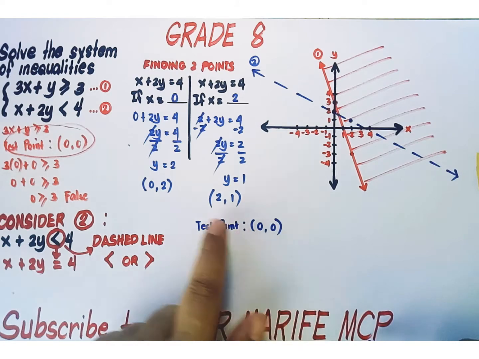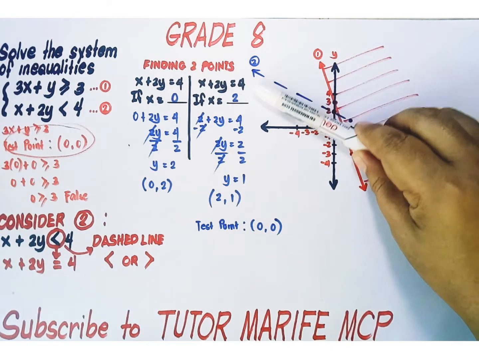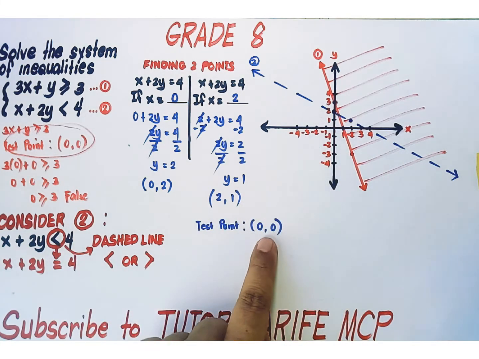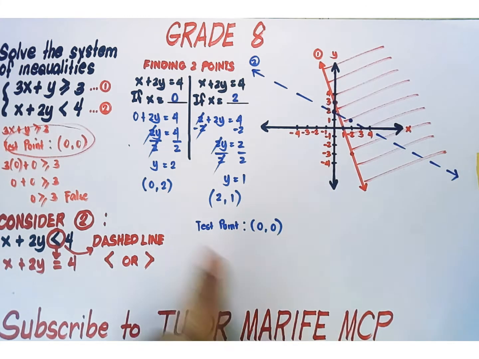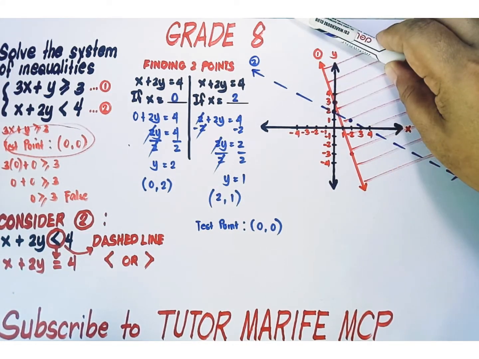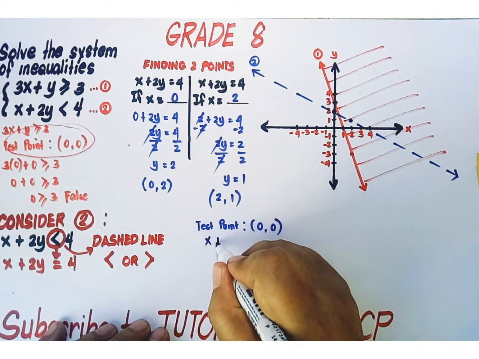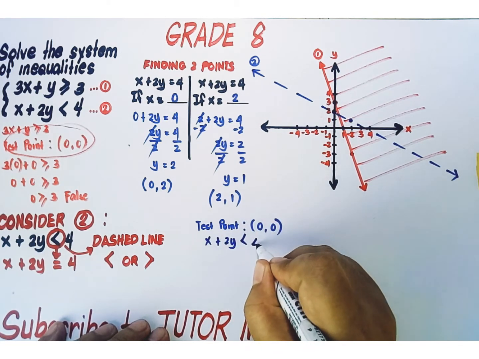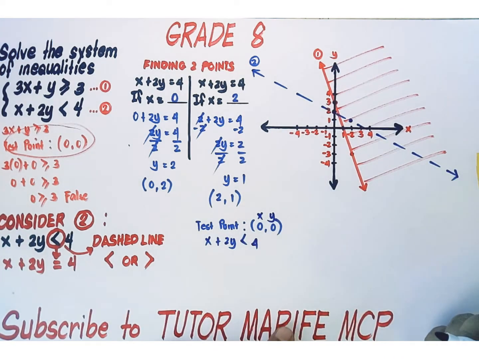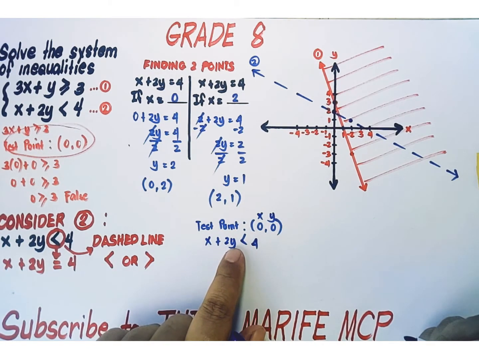If these coordinates satisfy the second inequality, then we are going to shade this half-plane containing the origin. If these coordinates do not satisfy the second inequality, then we are going to shade the other half-plane. Okay? So, let's write our second inequality. We have x plus 2y is less than 4. X is 0, y is 0. These are the coordinates of the origin. So, replace x with 0, replace y with 0.